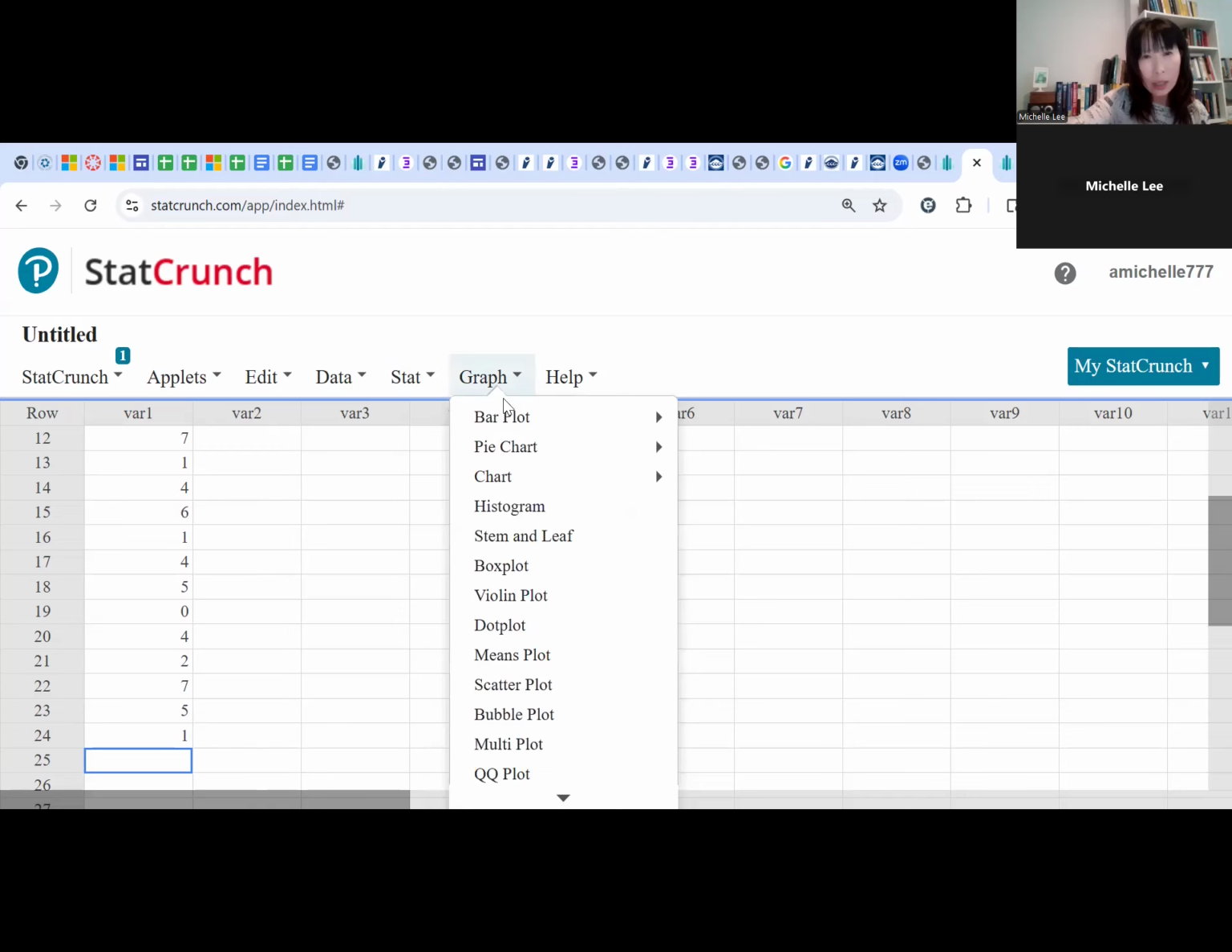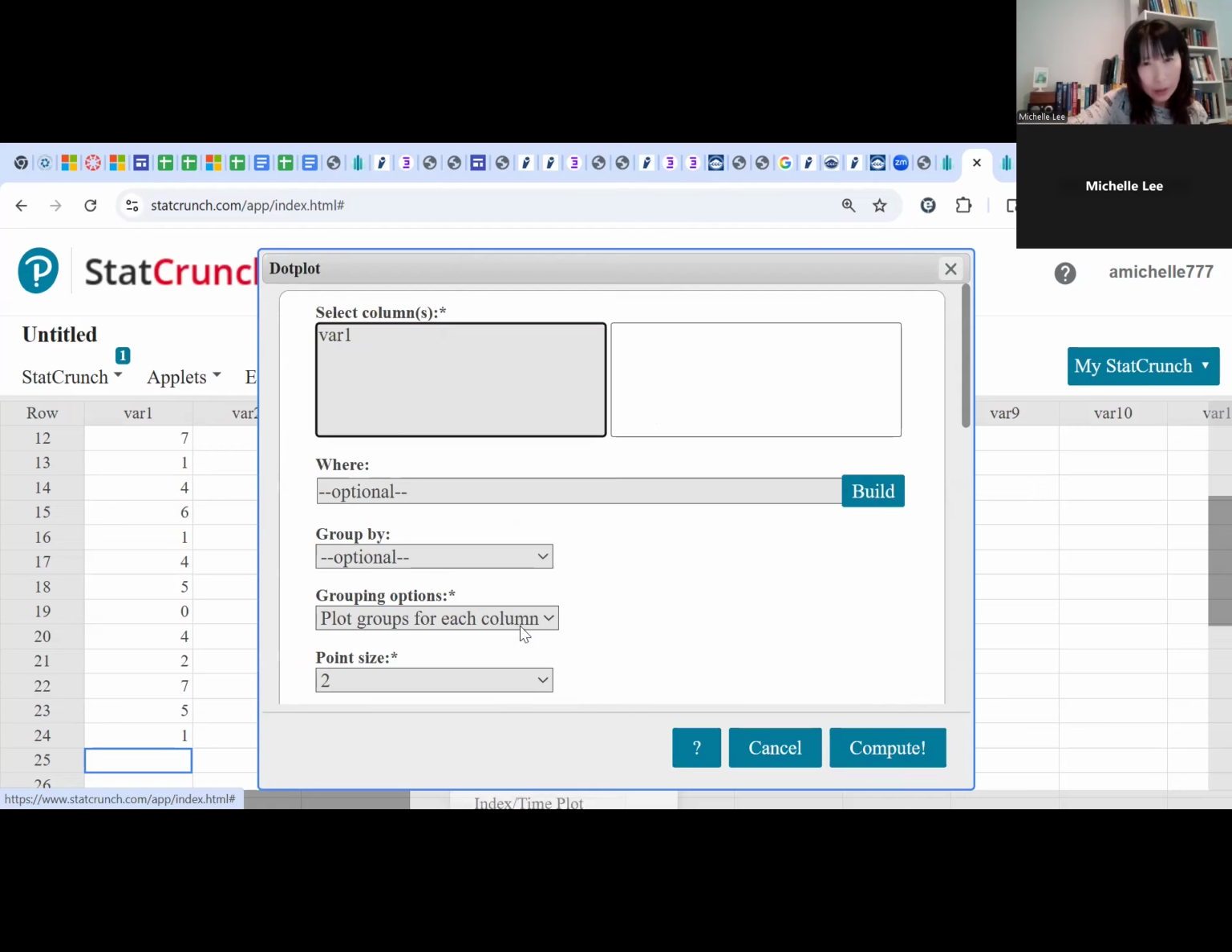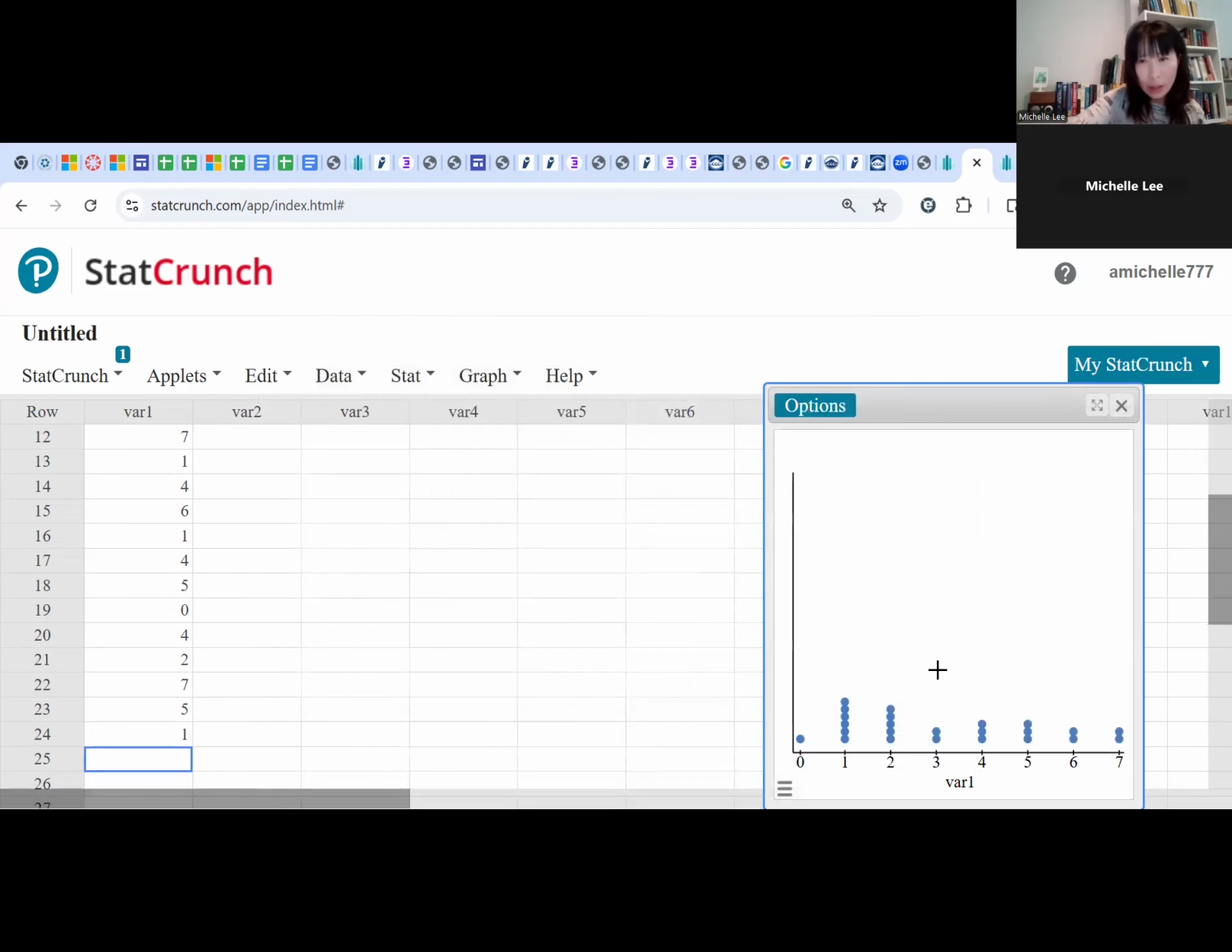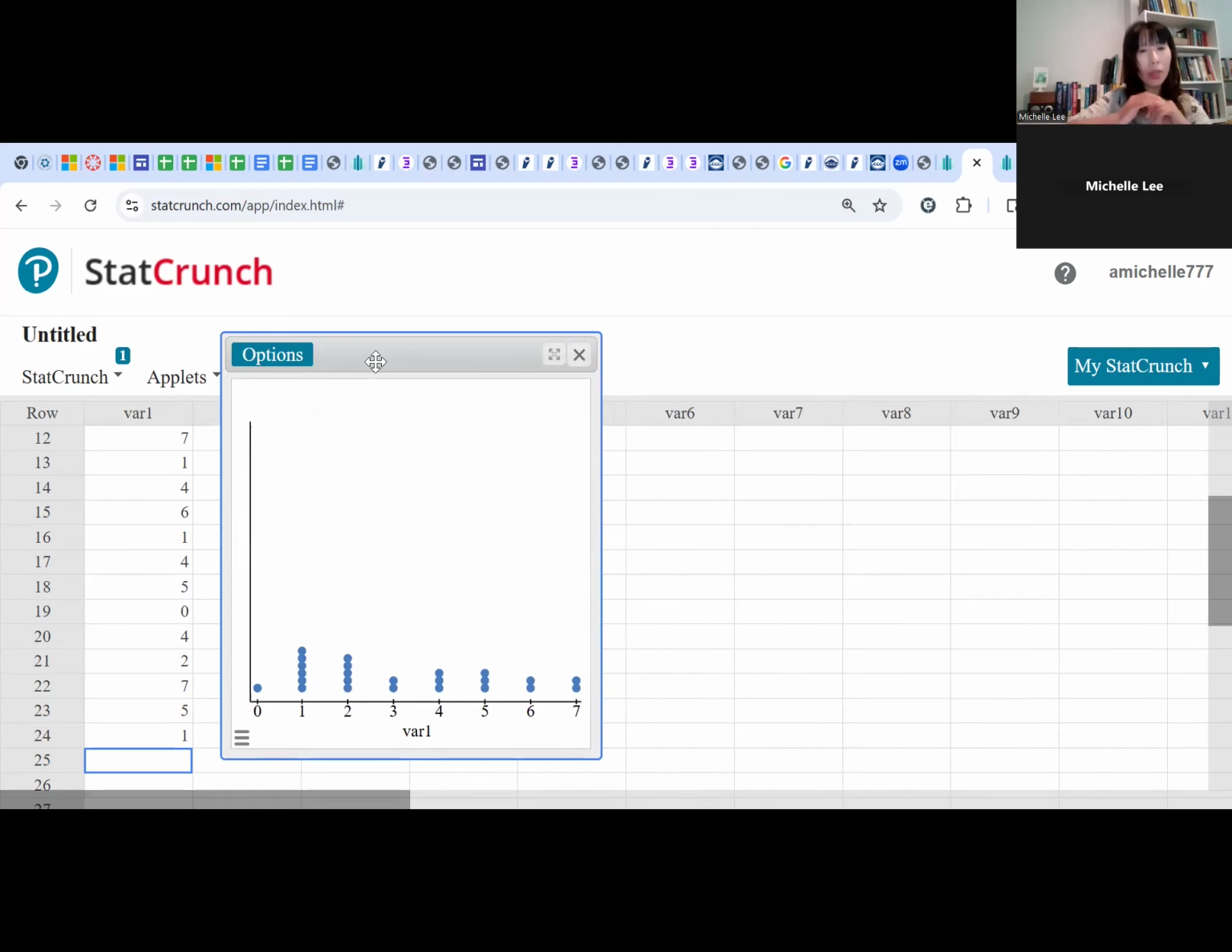Graph, dot plot, click that, and variable number 1. Okay, now I remember we had a 3, 4, and 3, 5. So that is a dot plot. All right.